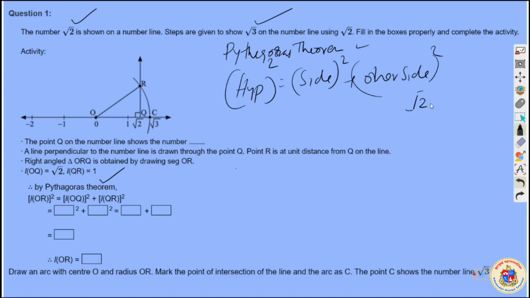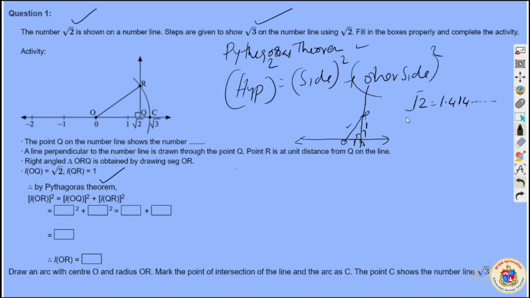Root 2 by value, if calculated, happens to be 1.414 and it is recurring, non-terminating. What we will actually do is, on a number line, from this 0, if you mark a distance of 1 unit and the same distance of 1 unit through a perpendicular drawn here, this becomes the hypotenuse. Let OP be the hypotenuse. Here it is a right angle. This is 1 unit, this is 1 unit.